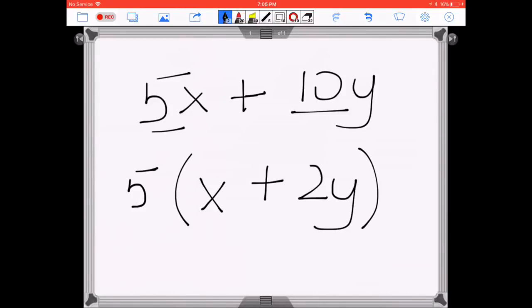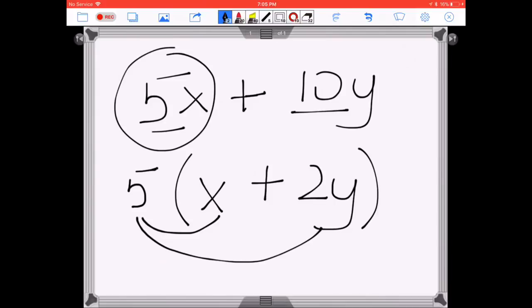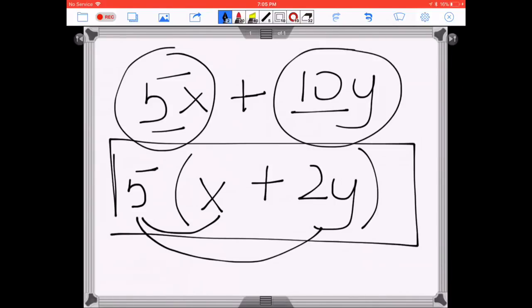If we want to quickly double check that we've done this correctly, we can always think about distributing here. If I distributed this 5 to the x, I would get 5x. And if I distributed 5 to 2y, I would get 10y. That means that this is the correctly factored version of that expression. Let's try another one here.